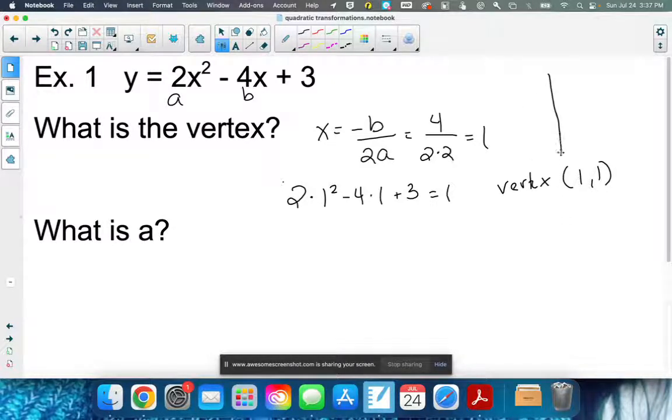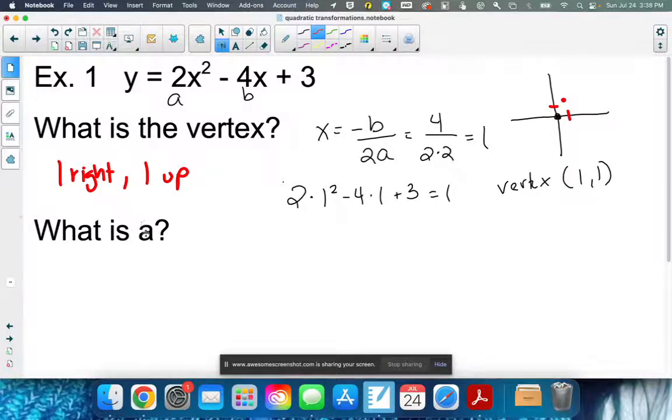All right, so if you compare that point, 0, 0 is the parent point. That's where the vertex is normally starting out. Your new vertex is at 1, 1. That means the graph moved 1 to the right and 1 up. That's where the new vertex is. So that tells us how far left and right, up or down, that it is.